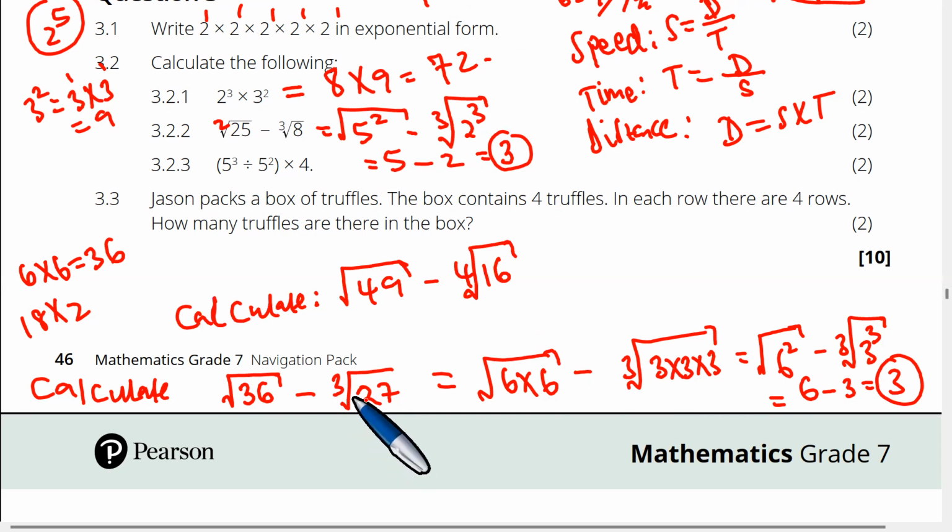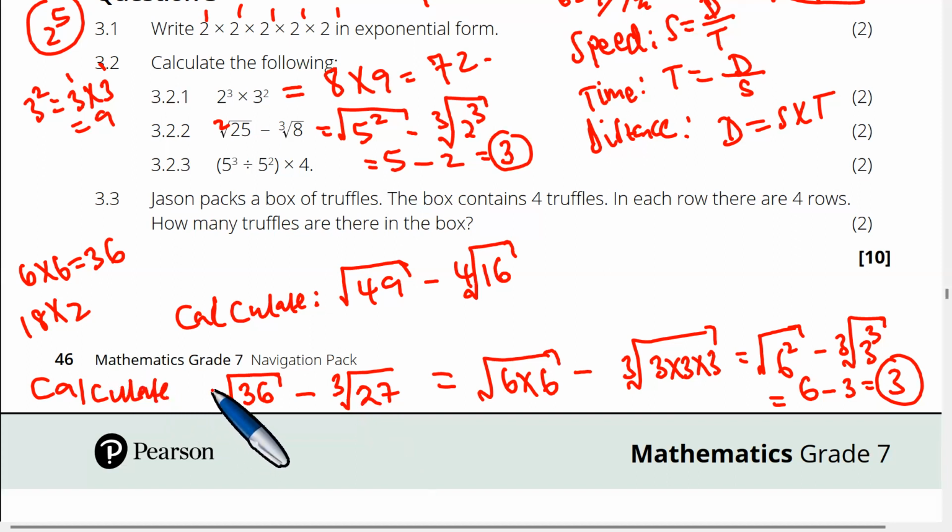Like here, what number do you multiply with itself 3 times to get 27? Because this means you multiply the number 3 times, okay? So the number you multiply with itself 3 times to get 27 is 3, because 3 times 3 times 3 is 27. And that is the cube root of 27. What number is it? It is the number 3.